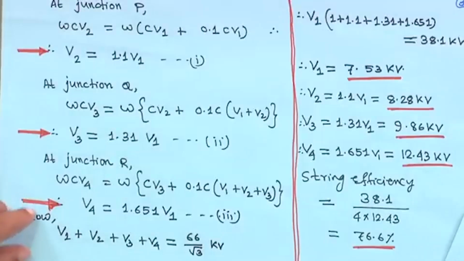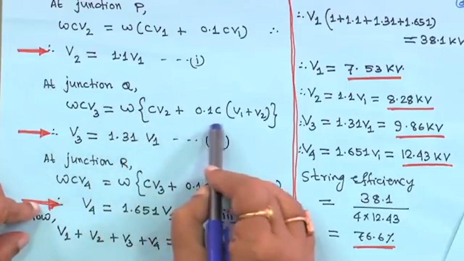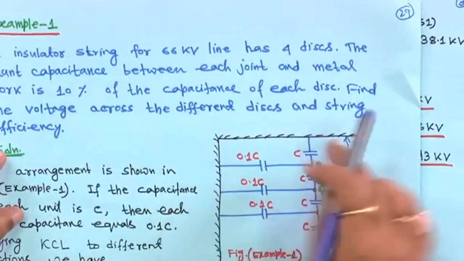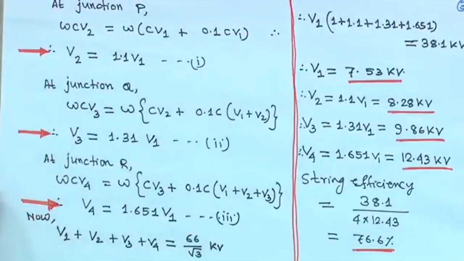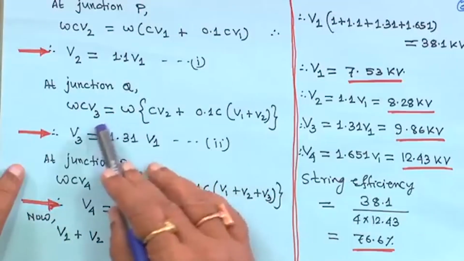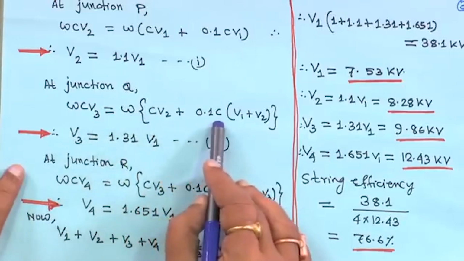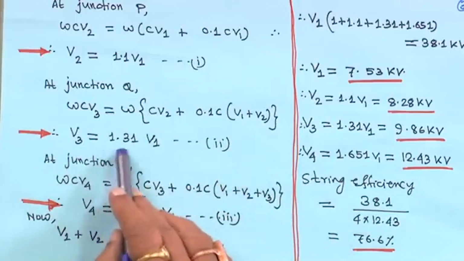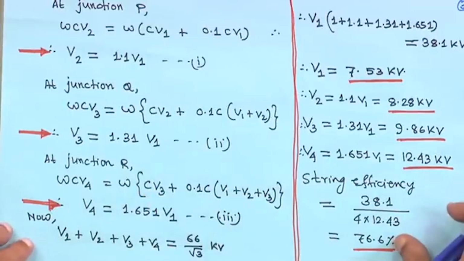Then you can write at junction Q, omega C V3 will be omega C V2 plus 0.1 C times V1 plus V2, because as soon as you apply it for Q, the voltage across this will be V1 plus V2. That is why we are writing omega C V3 is equal to omega C V2 plus 0.1 C in bracket V1 plus V2. Simplifying, V3 will be 1.31 V1, right. This will be your equation 2.